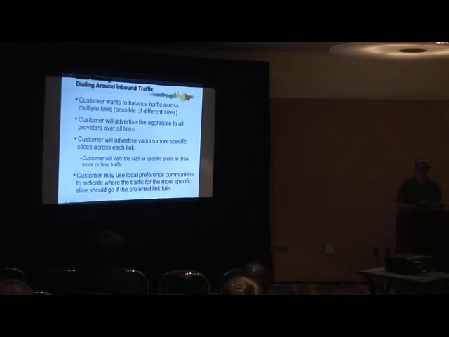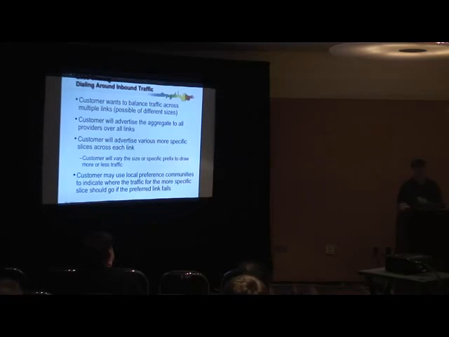Load sharing. In this case, the customer wants to balance traffic across multiple links, possibly of different sizes, and they want to advertise the aggregate to all providers over all links so that if there's a failure, they're covered. And then what they're going to do is slice and dice a whole bunch of different more specifics and advertise different slices across different links. And the size of the slice will control how much traffic they draw to a particular link.